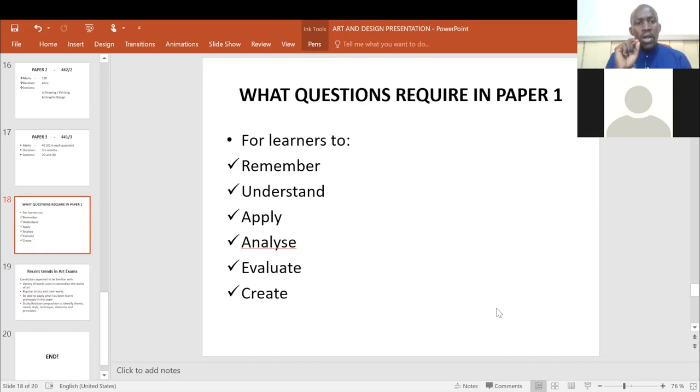Now, the structure of the questions that require you to remember. For instance, you will get terminologies such as define, name, state, identify, find, what, show, give. Those are questions that require you to remember the knowledge that you've gained.